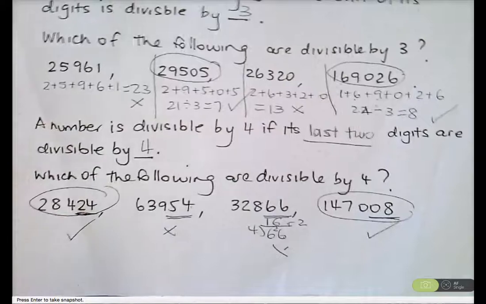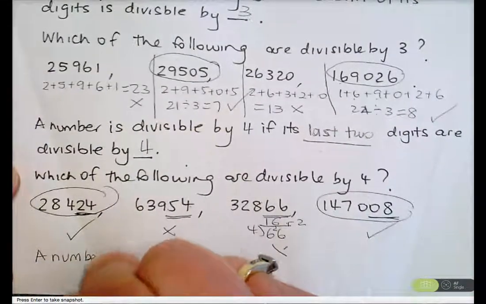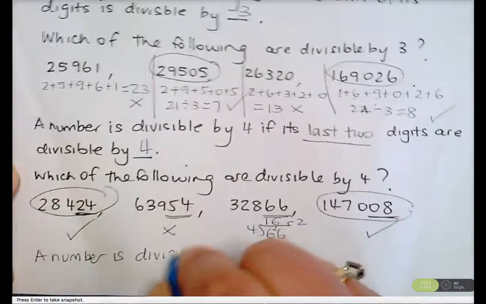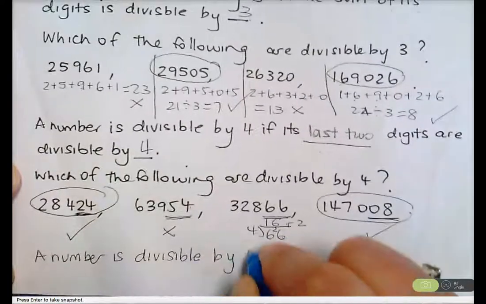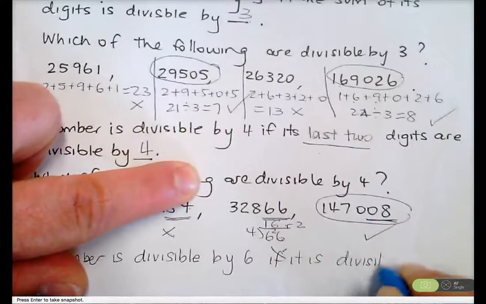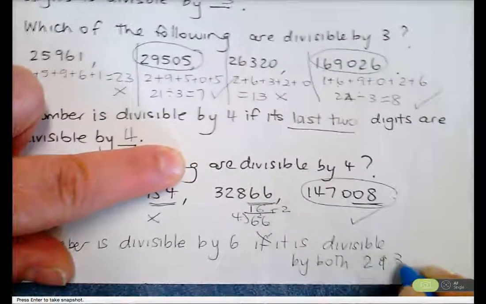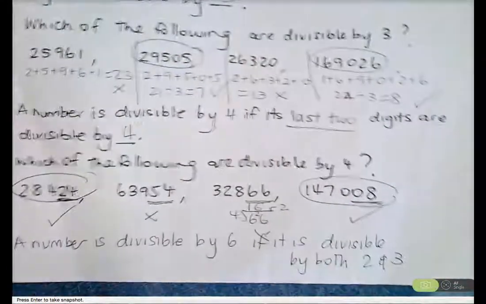Okay? There is also a number is divisible by 6 if it's divisible by 2 and 3. That's the other one. So a number is divisible by 6 if it is divisible by both 2 and 3. And we showed you how to do 2 and 3 earlier in the video.